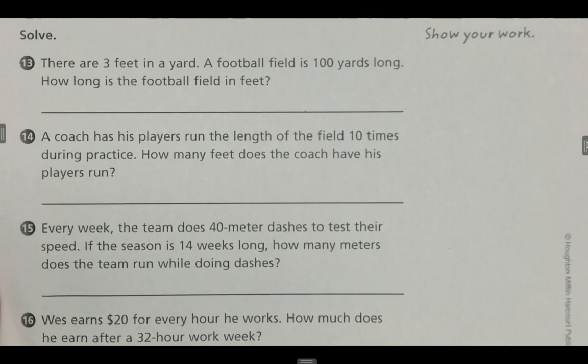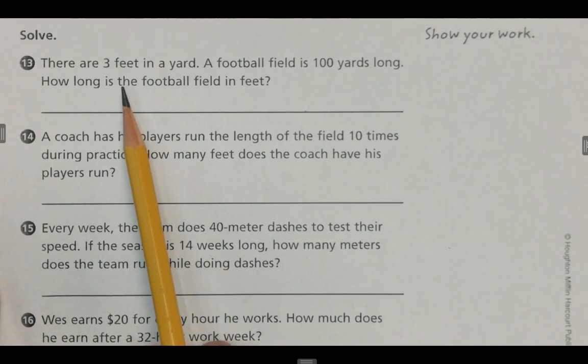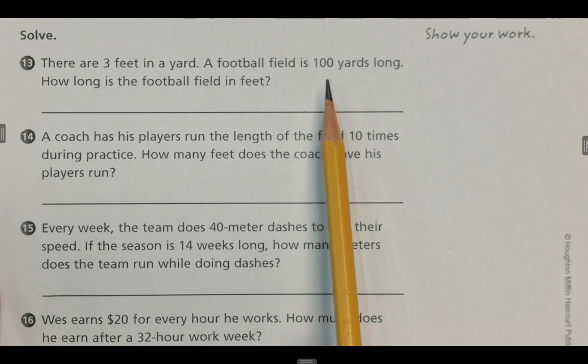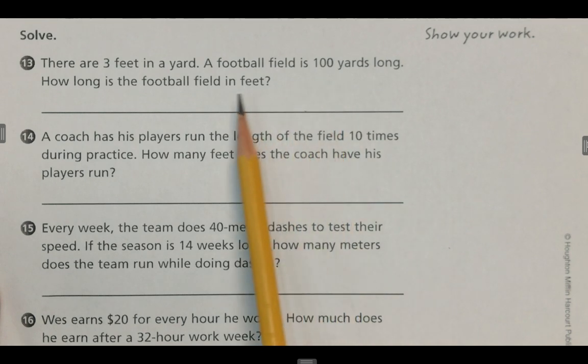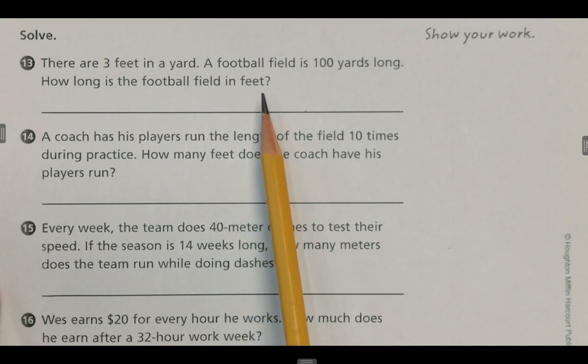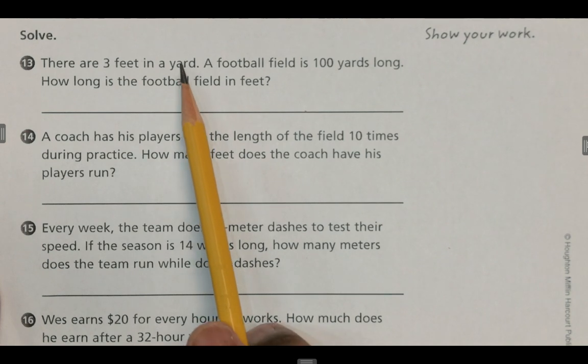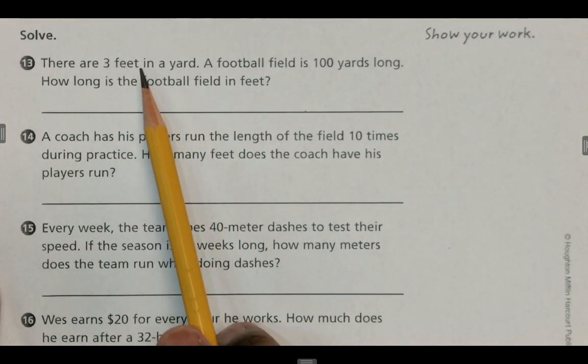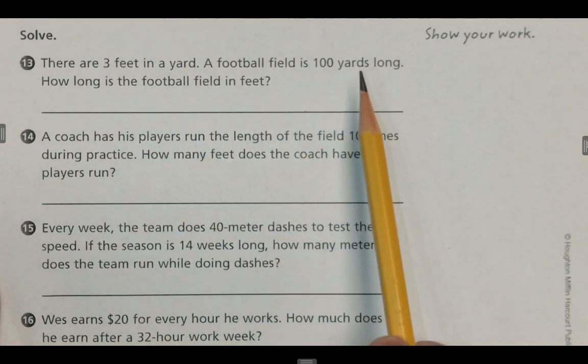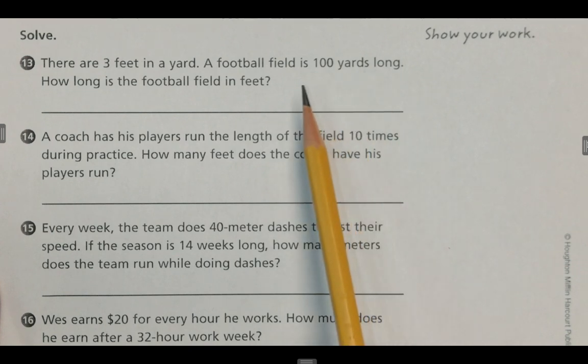Looking at these word problems, again, we'll stick with the odds for this lesson. 13. There are 3 feet in a yard. A football field is 100 yards long. Well, how long is a football field in feet? Okay, so we have a unit of measure, in this case, a yard is equal to 3 feet. So if the football field is 100 yards, how many feet is that?